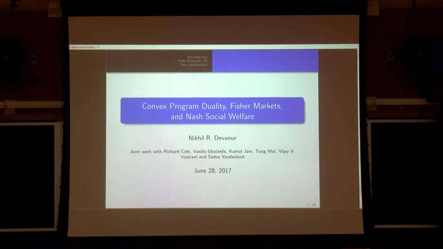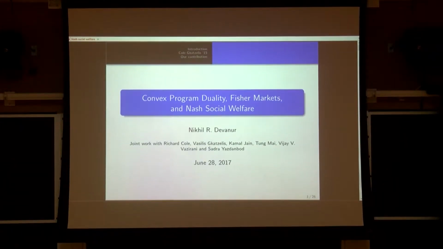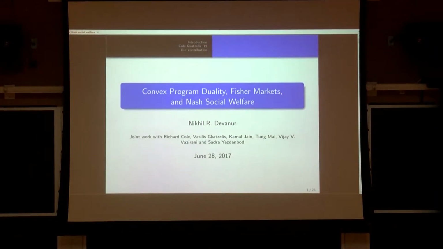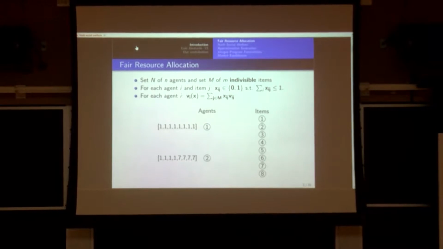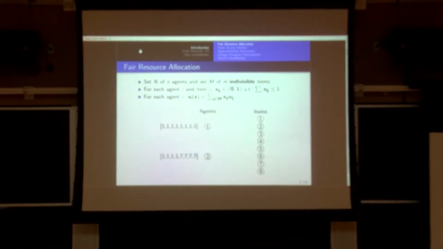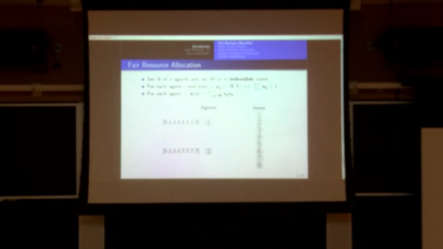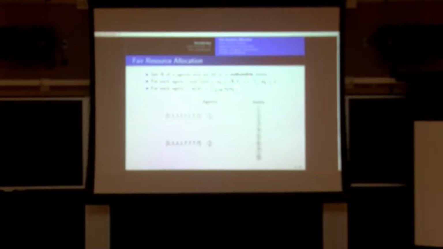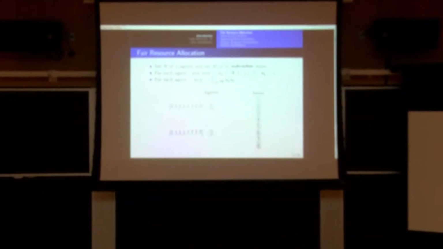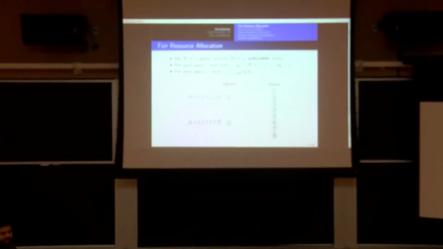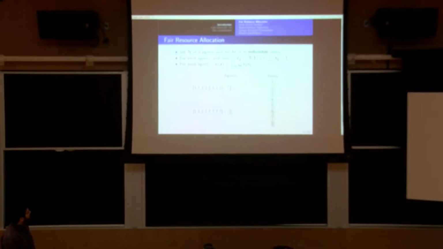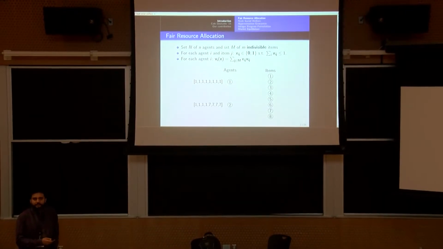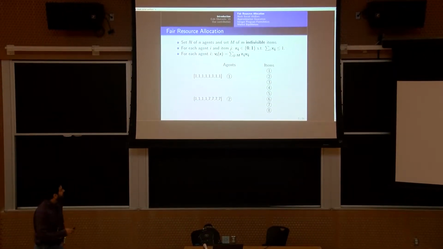I'm going to talk about Nash social welfare and its relation to Fisher markets via convex program duality. So this is about fair resource allocation. Suppose you have n agents and m indivisible items, and you want to assign these items to agents. The agents have additive utilities. How do you assign it? That's the question.